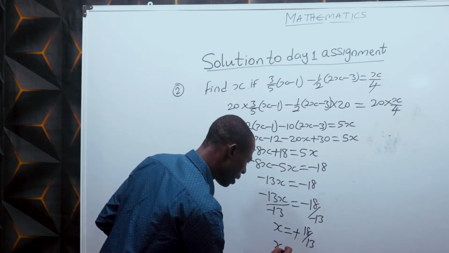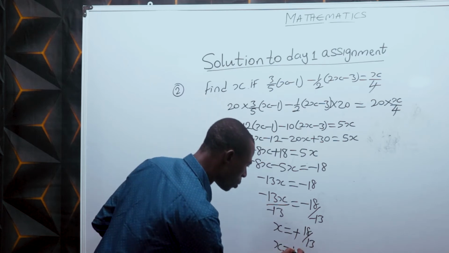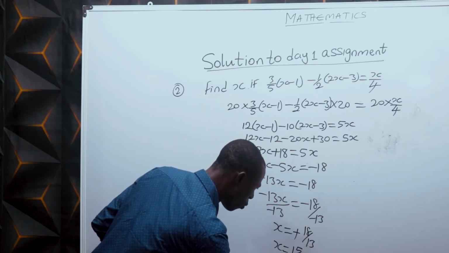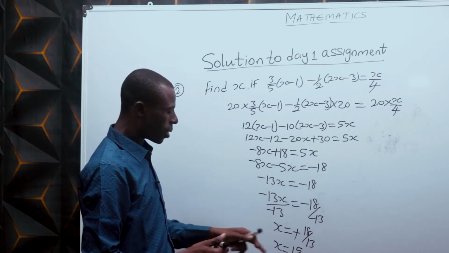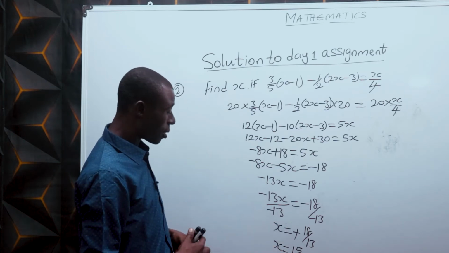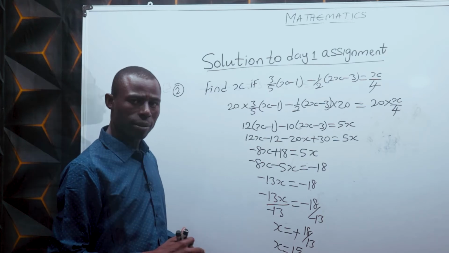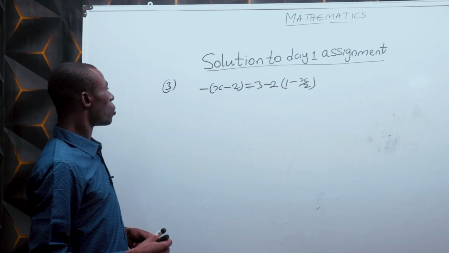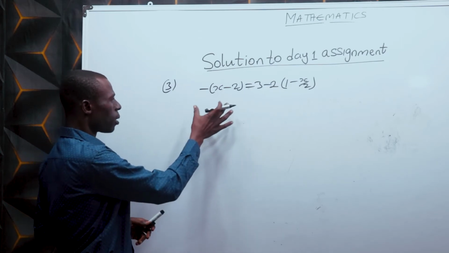So answer is 13 in 18 is 1, 5 over 13. If you subtract 13 from 18, you have 5. So that is 1 and 5 over 13. That is the answer. Do you understand?